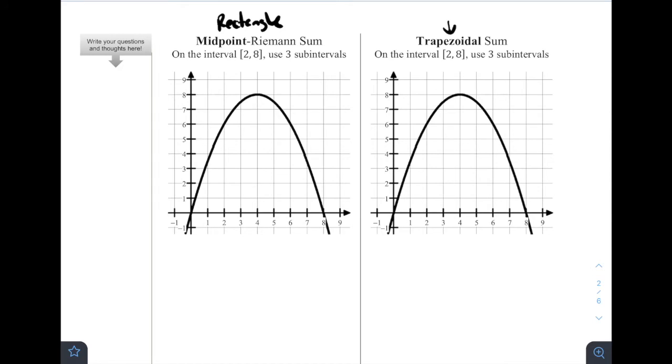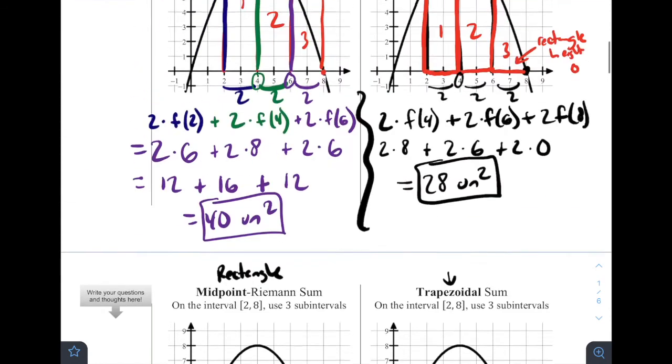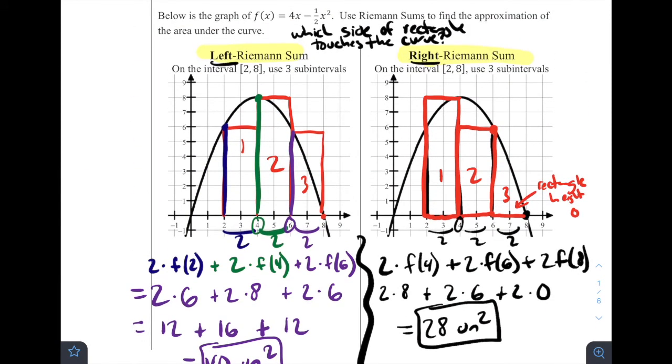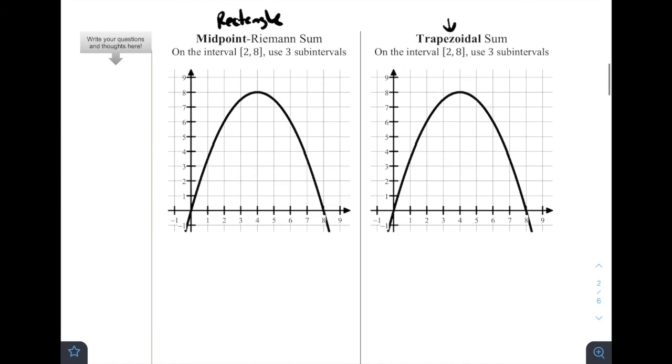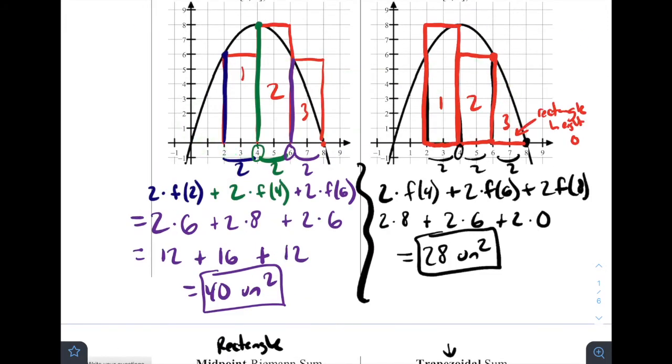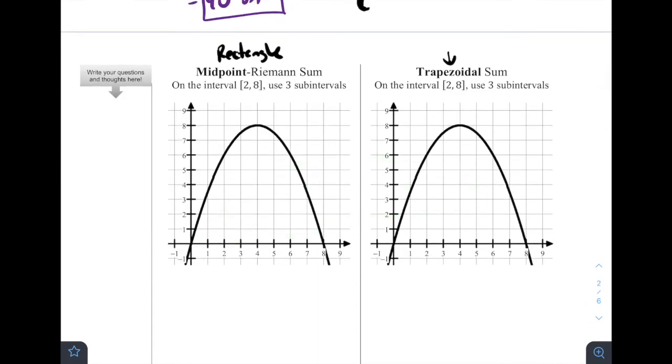Both of these are also fair game on the AP exam, so sometimes left Riemann sums come up, sometimes right Riemann sums come up, sometimes midpoints, sometimes trapezoids. So we really have these 4 ways of estimating under the curve. Let's take a look at these other 2. Same exact graphs as before, right? Except I want you to see this exact same function using these different methods.